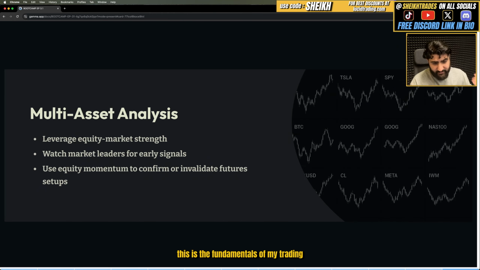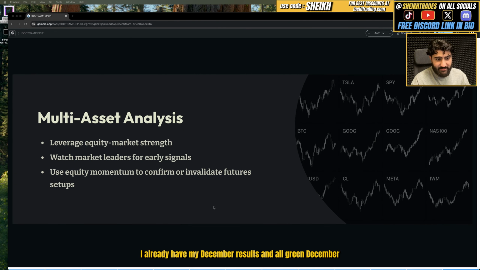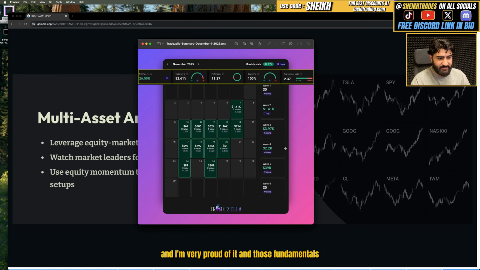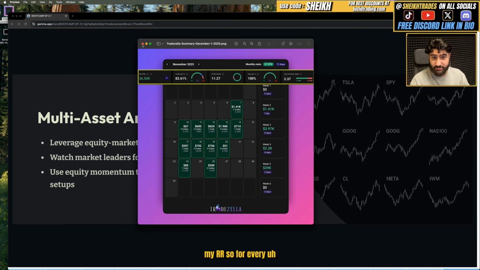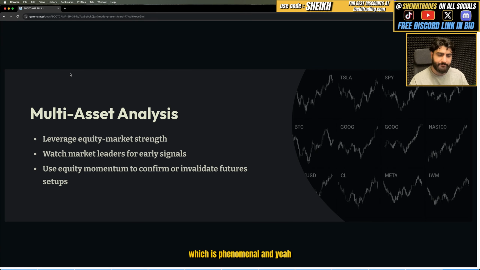This is the fundamentals of my trading. This is how I trade, and I've been doing very well, I believe. I hope so. Well, you could see I already have my December results and all green December, and I'm very proud of it. And those fundamentals: 82% win rate, 11.27 profit factor, zero losing days, 2.37 average win-loss ratio, my RR. So for every $1 I risked, I made $2.37, which is phenomenal. And yeah, this is the foundation of my trading.